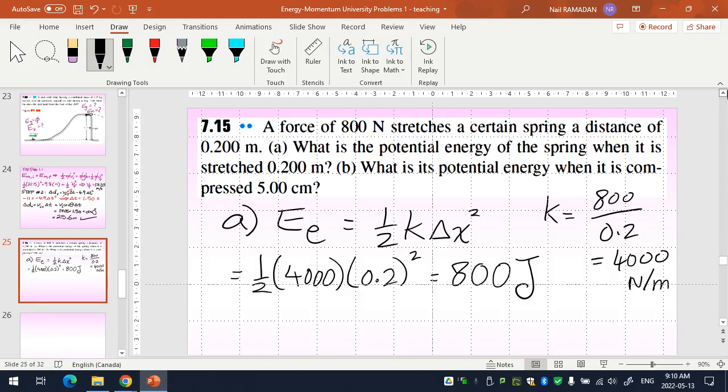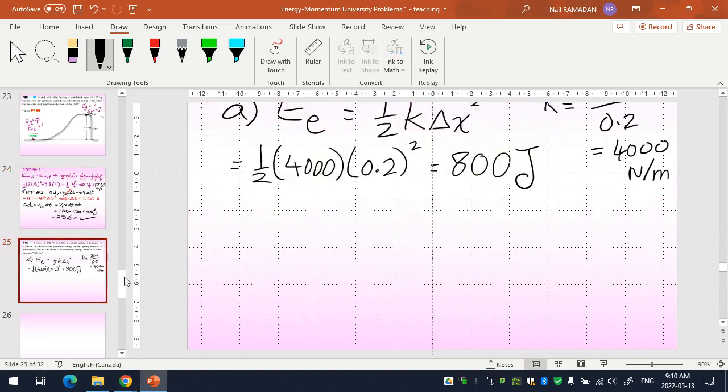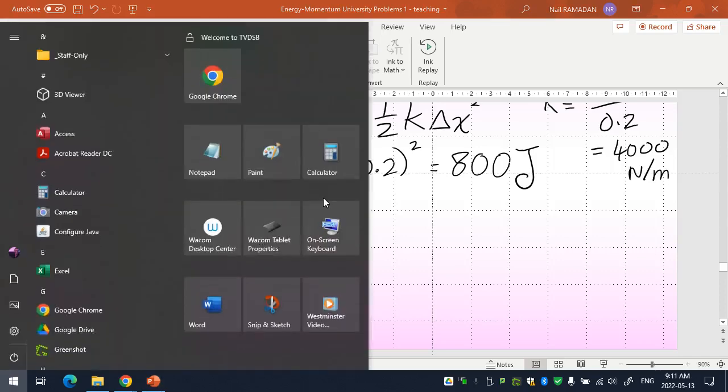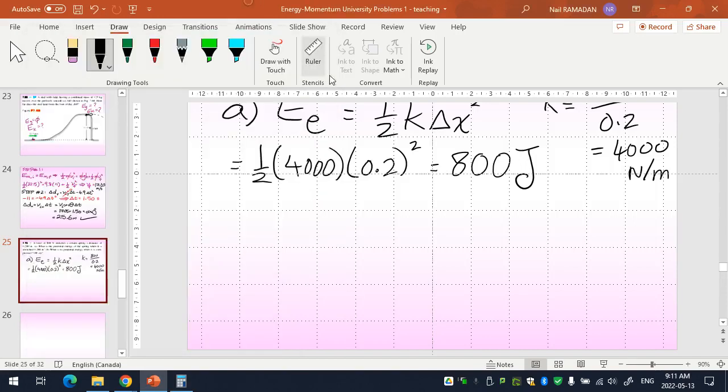Is it 800 or 80? Not 40%, 4%. Yeah, 0.04 is 4%. 0.2 squared times, yep, it's 80. Yep, 80 joules.